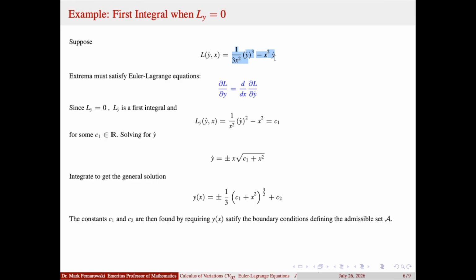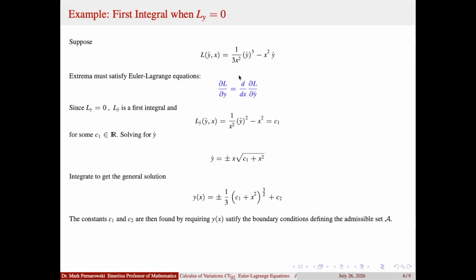This L has no y in it. So L sub y, the partial derivative in y, is gone. However, the partial derivative of L in y dot is not 0. So here's a y dot cubed, so the partial of that would be 3 y dot squared. Partial derivative of this term here would be minus x squared times 1. So L sub y dot is this expression here. And since L sub y is 0 by the lemma, this quantity must be a constant.